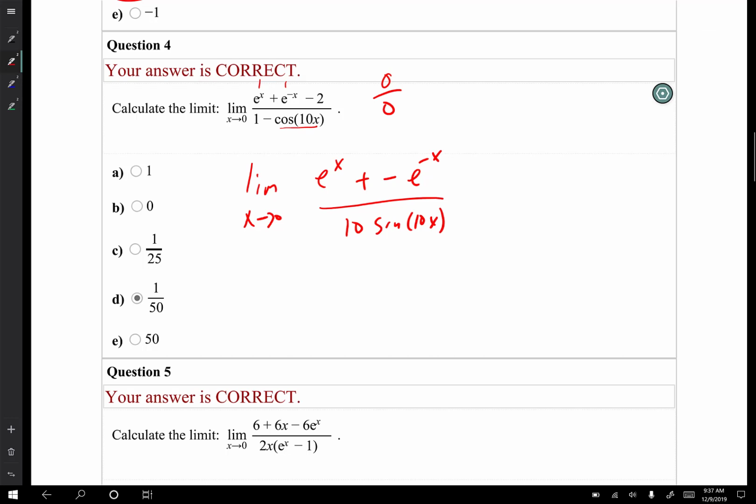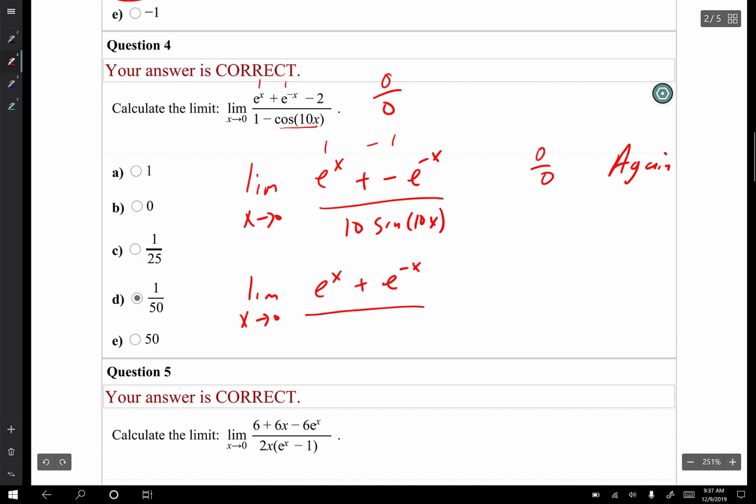And now if I plug in a 0, I get 1 minus 1. And if I plug in a 0 again on the bottom, I get 0 over 0. So again, try it again. Limit as x approaches 0, the derivative of e to the x is e to the x. And the derivative of negative e to the negative x is going to be a positive e to the negative x. Over, let's see, 10 times 10 is 100. 100 cosine of 10x. So now let's try it. If I plug in a 0, I get a 2 in the numerator. If I plug in a 0 for x, I get 1 times 100, so 2 over 100, which reduces to 1 over 50.